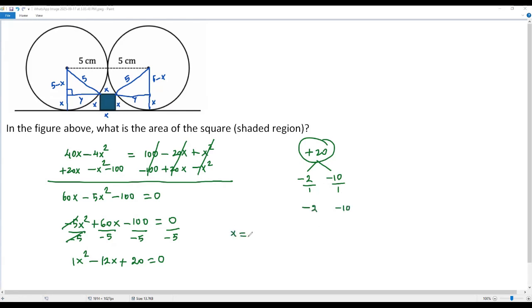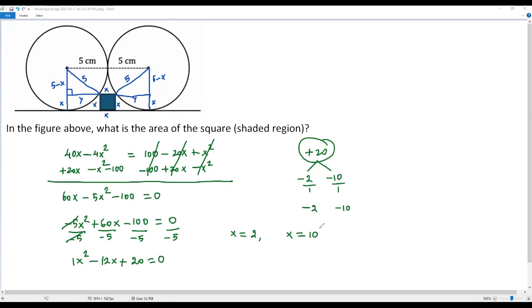Now, to get the two values of x in this quadratic equation, we have to change the sign of each of these two factors. Let me consider the first factor, that is negative 2. When I change the sign, it will become positive 2. And now to get the second value of x, we have to change the sign of this factor, then we will get a positive 10. I'm getting two values for x. One is x equals 2 and the other one is x equals 10.